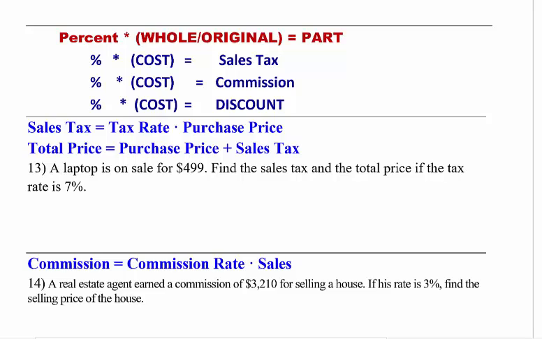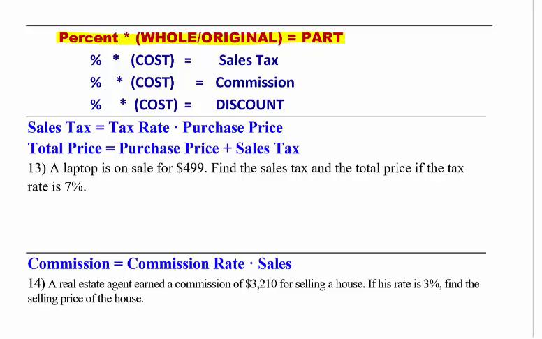So now we're going to go to some more word problems, but I want you to realize just because I'm doing more word problems, it's still the same idea. Percent times whole equals part. If I'm talking about sales tax, that is the part. The commission is the part. The discount is the part. So these are actually ones that if you just stop and think about it, it should make sense.